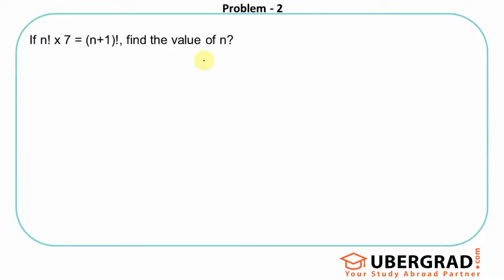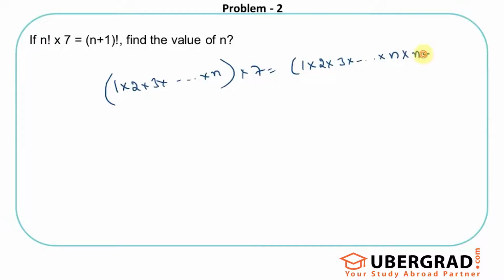Let's look at this question. N factorial into 7 is equal to n into n plus 1 factorial. So what is the value of n? As I said, what is n factorial? It's basically 1 into 2 into 3 and so on up to n, into 7 is equal to, what is n plus 1 factorial? It's 1 into 2 into 3 and so on up to n into n plus 1, right? Because the number before n plus 1 would obviously be n.